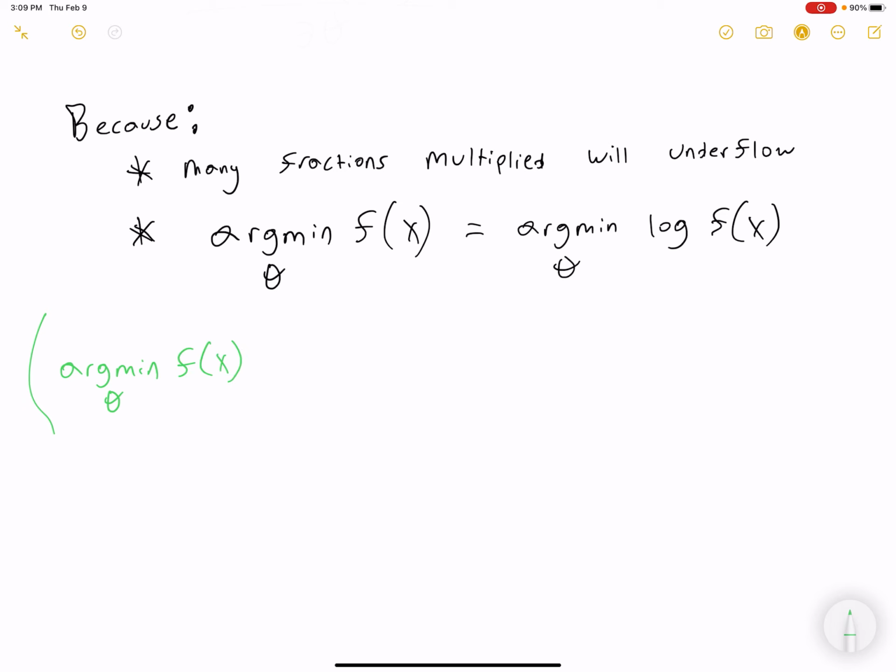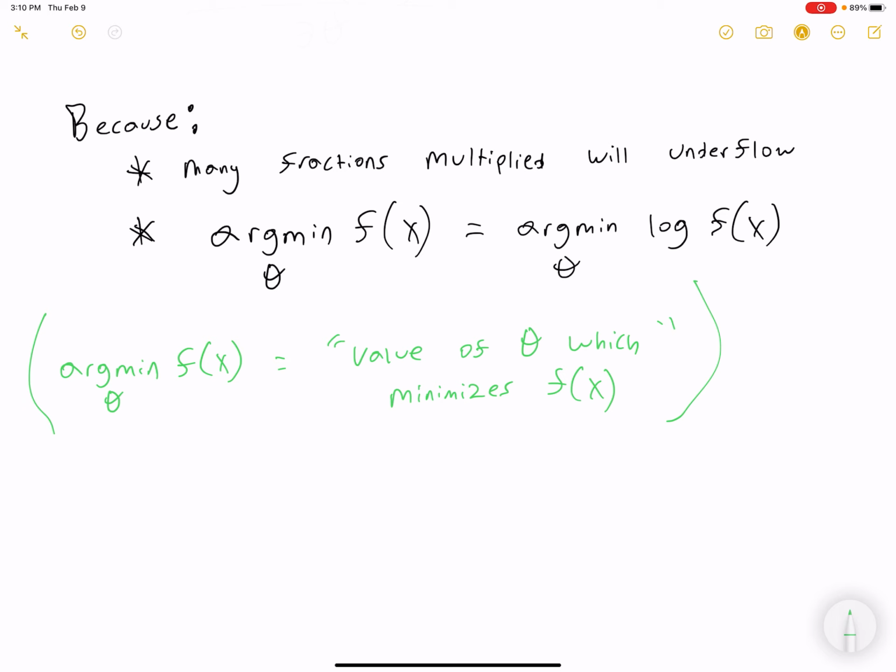Argmin with respect to theta of f of x can be read in English as the value of theta which minimizes f of x. And then there's a similar argmax, which is the same thing, but for max. So this is really what we're already trying to do from gradient descent, right? We want to find the values of the model parameters that minimize the loss function.